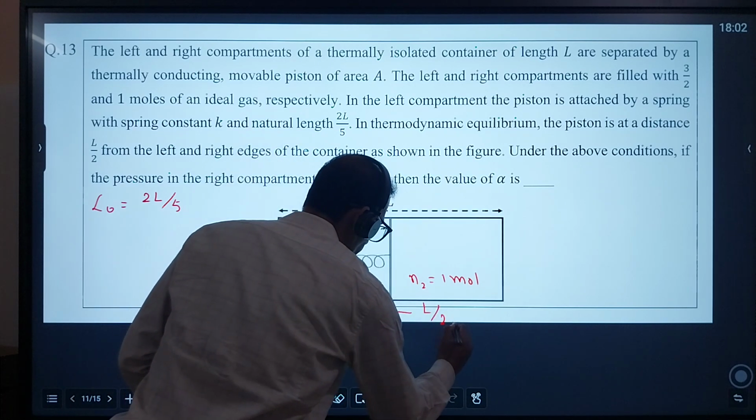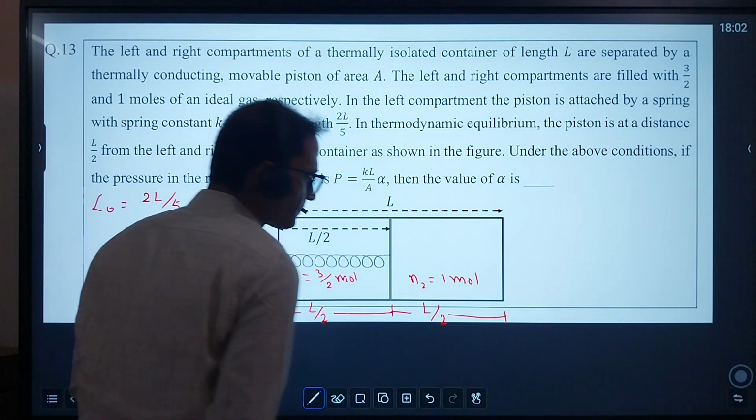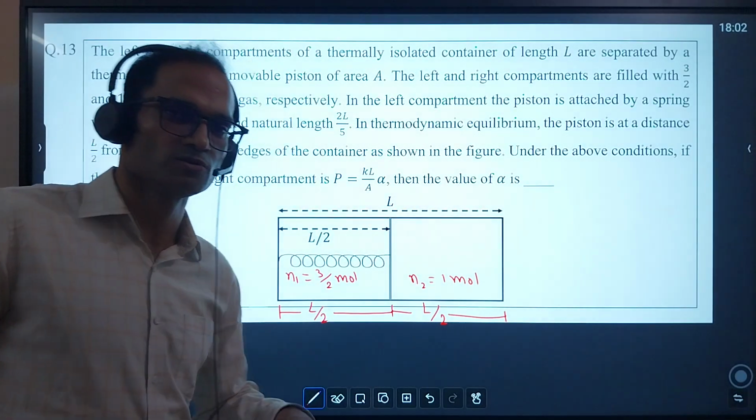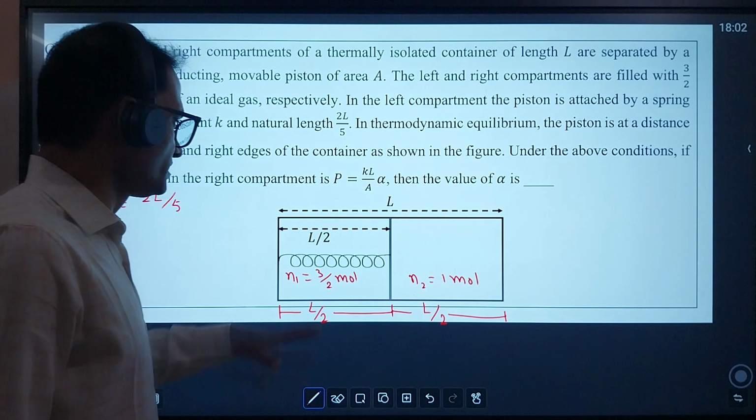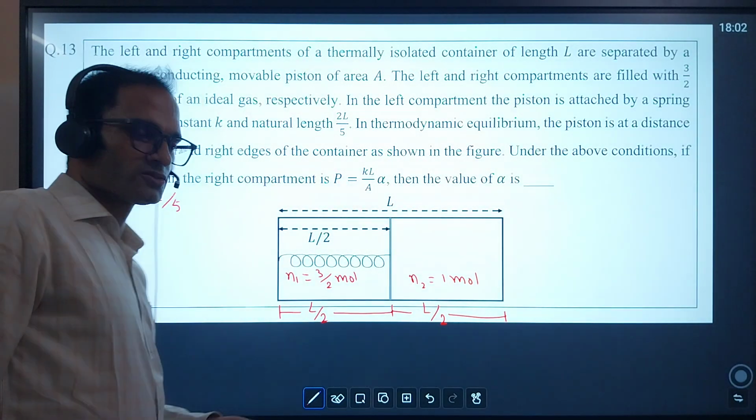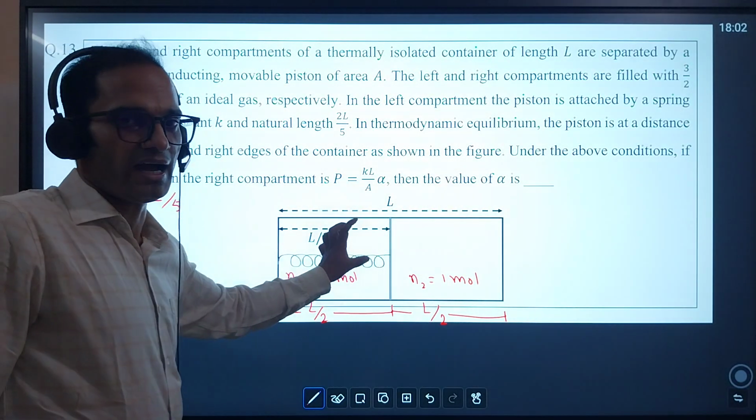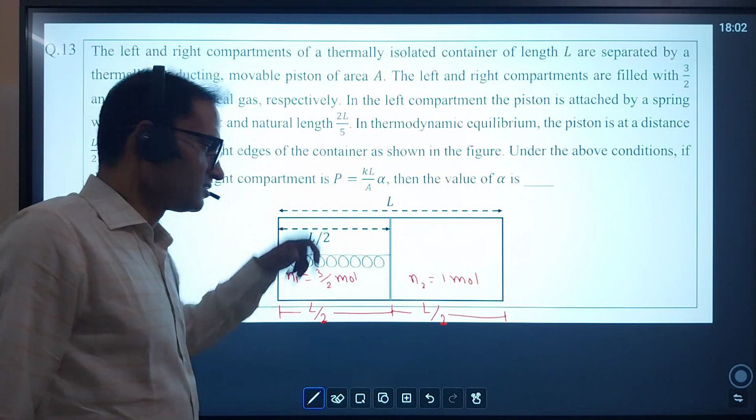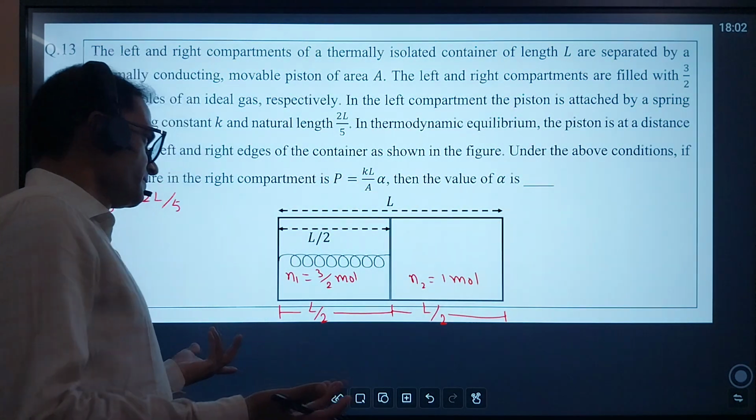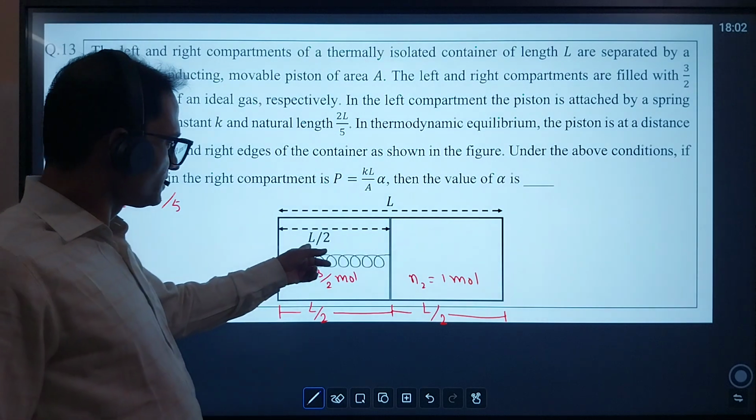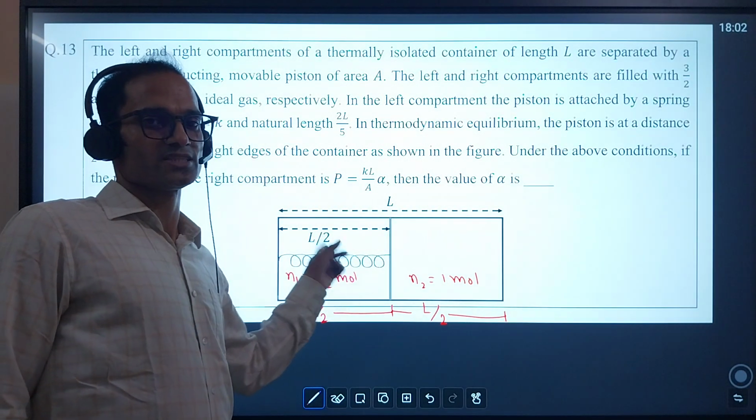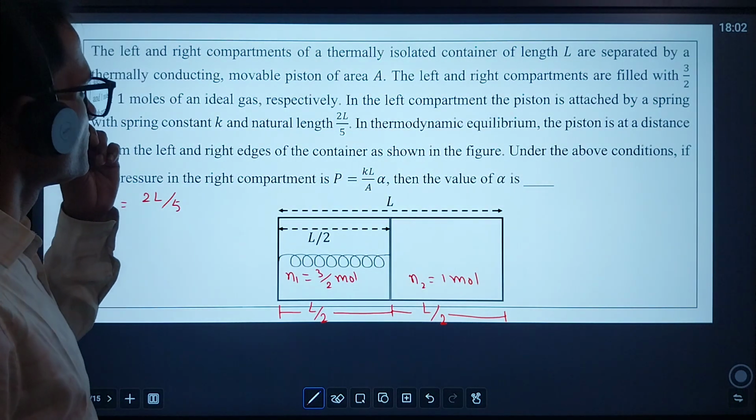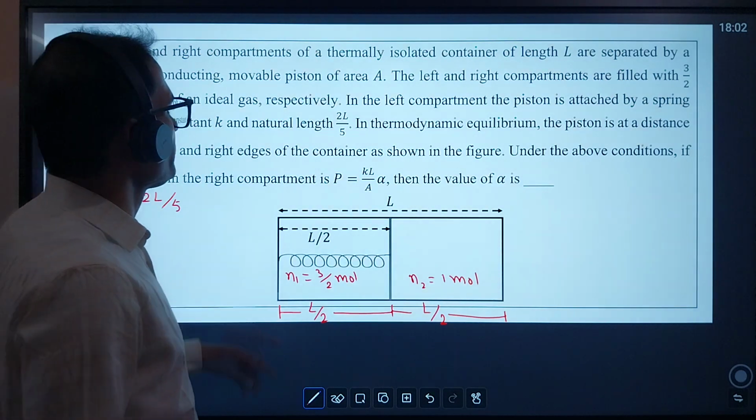So basically both have the same volume, they will have the same temperature also, but one contains more moles, so the pressure here is high. More moles, more pressure. But how can the pressure be more? This spring is handling the extra pressure. Okay, so this part we read.